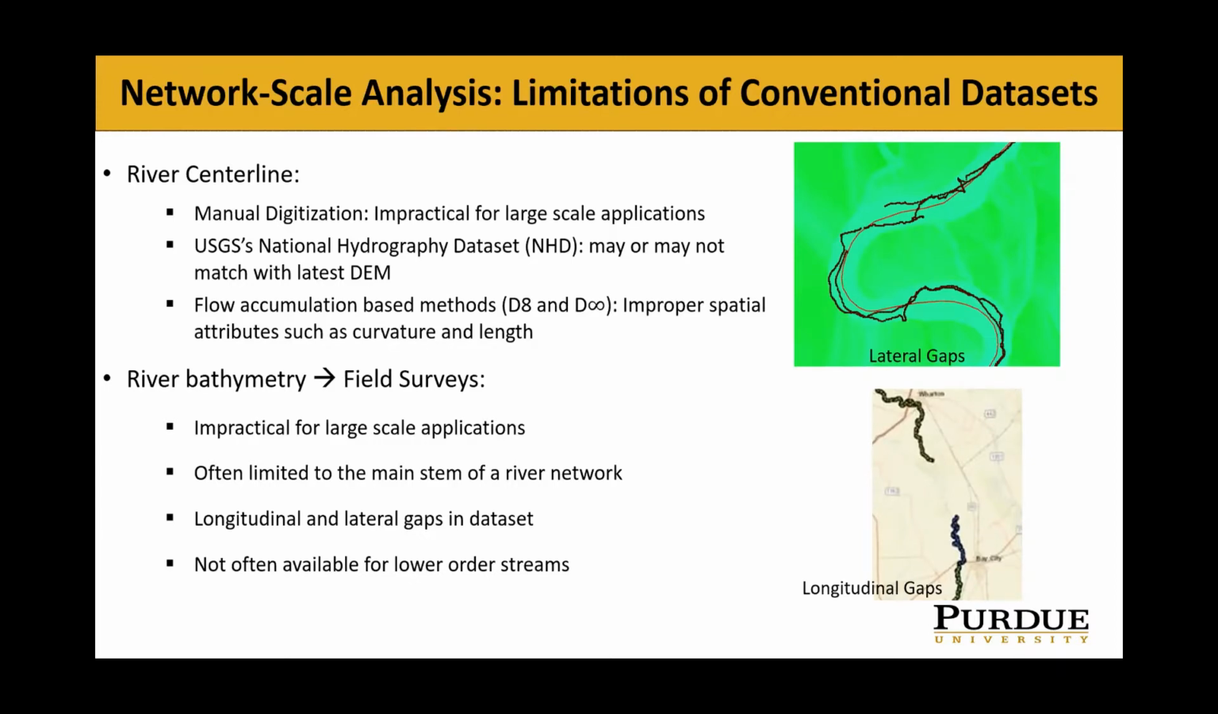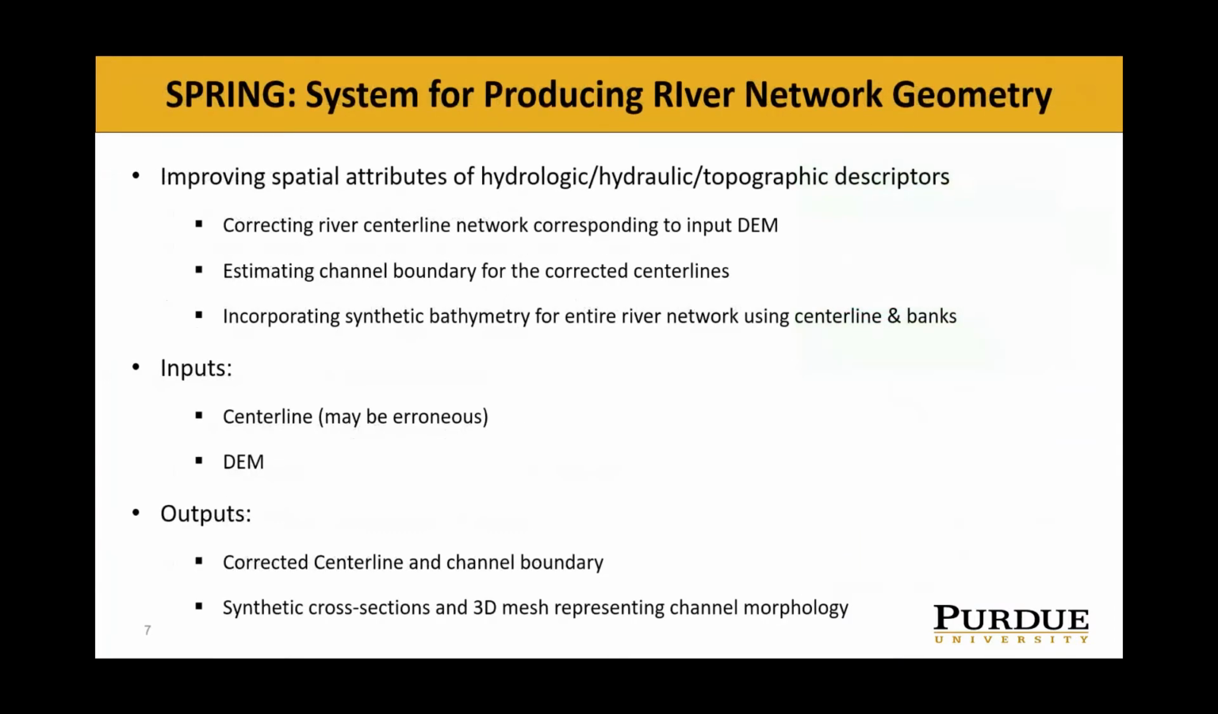So what we want to do for the second tool, which is named SPRING, the System for Producing River Network Geometry, is to improve the spatial attributes of the entire river network. Specifically, we want to make sure that the center line corresponds to the DEM. We delineate the channel boundary for processing, and then create some sort of a synthetic bathymetry based on the availability of data and user choices. So the more data available, the better the synthetic bathymetry. With less data, the bathymetry keeps getting more conceptual.